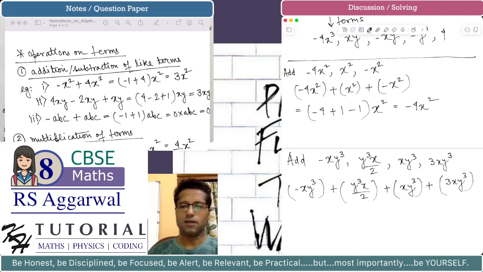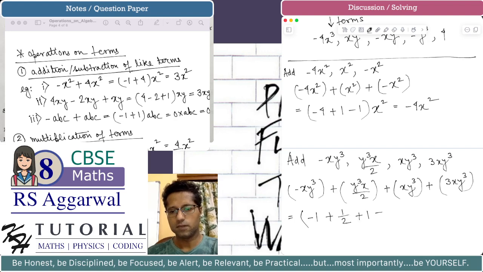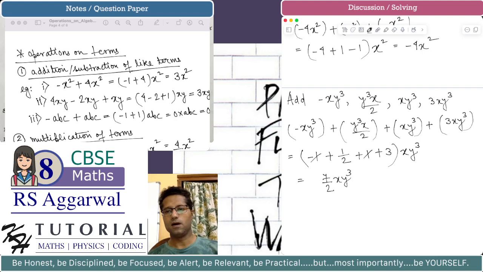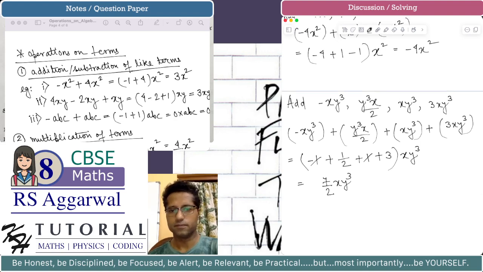Since they are like terms, their literal coefficient is the same, so the result will be, we will add the coefficients of all the terms. So I have -1 plus half plus 1 plus 3, and then I will multiply with the common literal coefficient, which is xy cube. Now this 1 cancels out, and this is 7 by 2 xy cube. Half plus 3 is 7 by 2. Okay, I hope how we add like terms is clear.